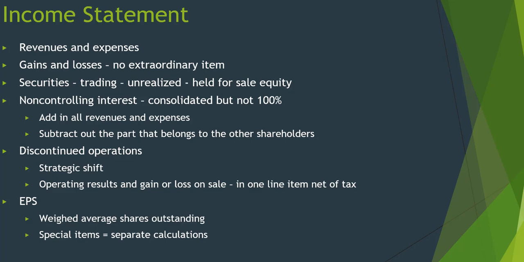If there are preferred dividends, it is net income, subtract preferred dividends, then divided by the WASO. It must be calculated separately for any discontinued operations. That's our special item. So you're going to have a separate EPS calculation for discontinued operations so that the reader of the financial statements can see how much effect discontinued operations had on our earnings.